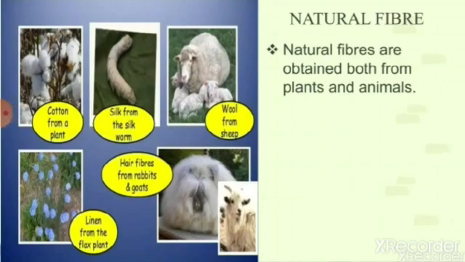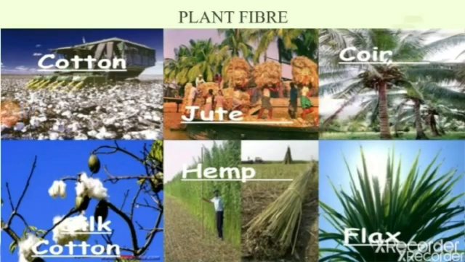Natural fibers are obtained naturally both from plants and animals. We get cotton from a cotton plant, silk from the silkworm. We rear wool from sheep, rabbits, or sometimes goats. We get linen material from the flax plant. Some plant fibers are cotton, silk cotton, jute, coir, flax, and hemp.